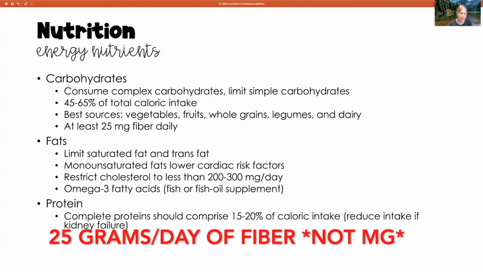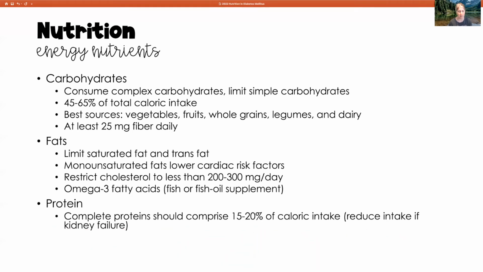So when we think about fats, much like when we're thinking about cardiovascular health, we do want to limit saturated fat. So we want to be less than 10% daily caloric intake of saturated fat, but if we can get closer to that 7% or even lower, that's what's best for our cardiovascular health. We want to absolutely limit and, if possible, avoid trans fat. Our monounsaturated fats also lower our cardiac risk factors. So think about your Mediterranean diet. Very good sources in that Mediterranean diet of monounsaturated fats.